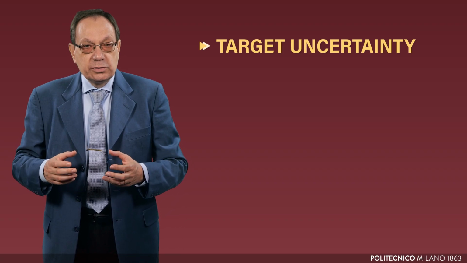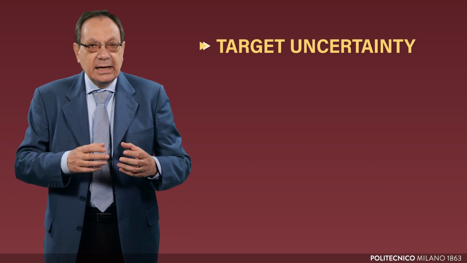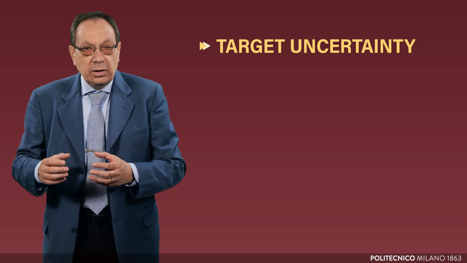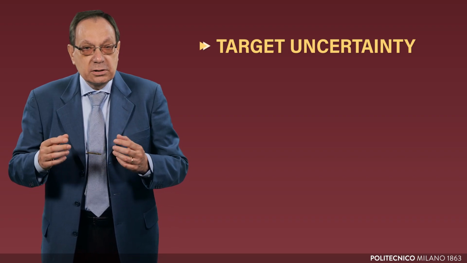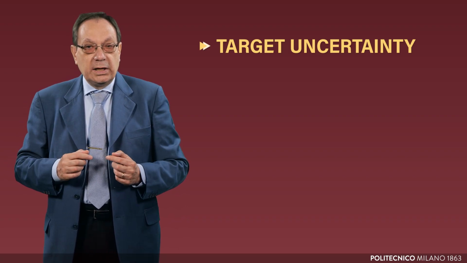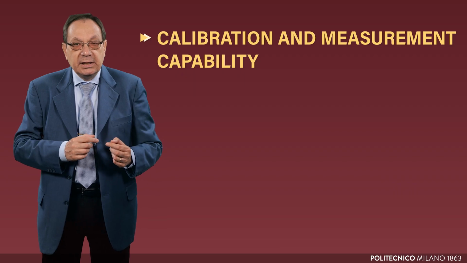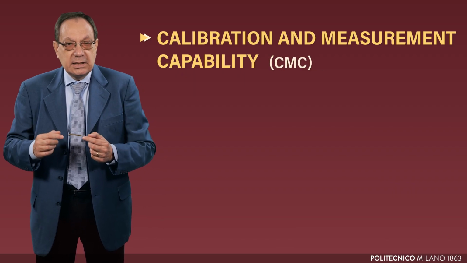Subsequently, one can choose the calibration laboratory that guarantees, through its metrological capabilities, not only traceability but also an uncertainty level suitable for one's needs. The metrological capabilities of a laboratory are referred to by the term calibration and measurement capability, abbreviated as CMC.